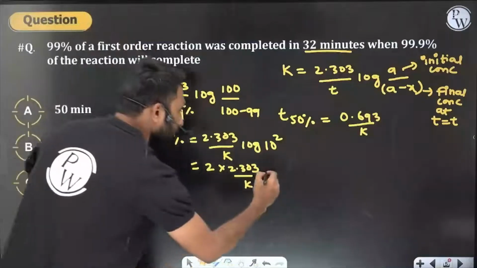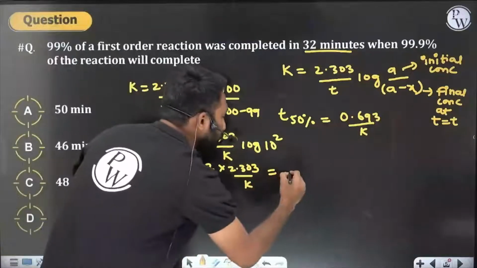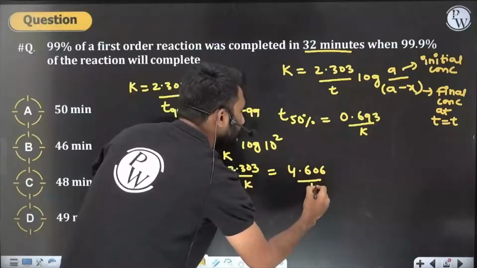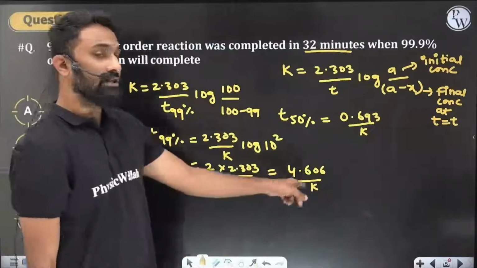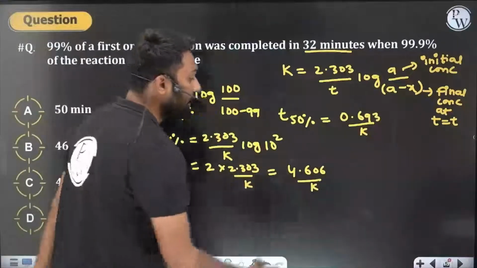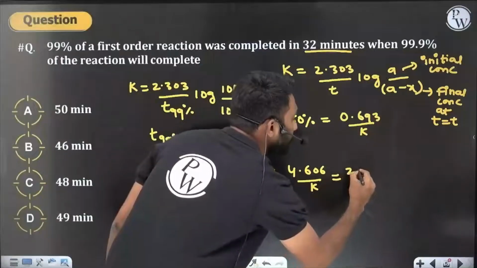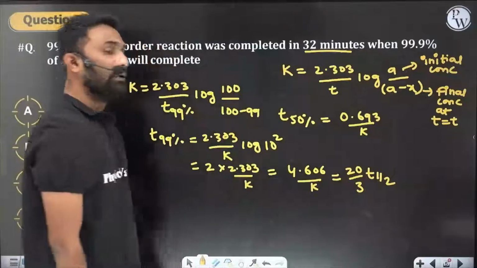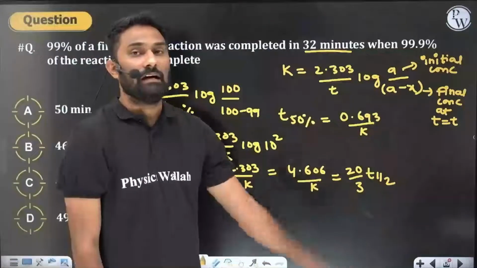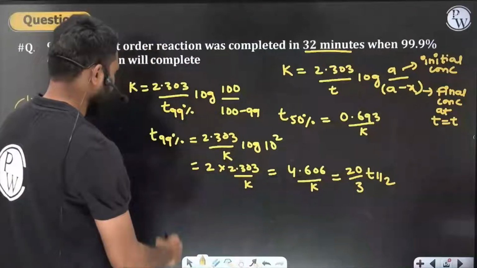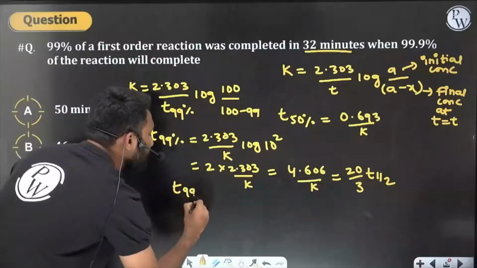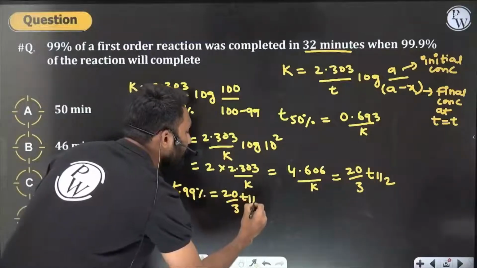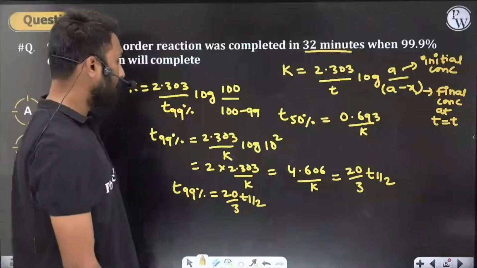No, this one can I write 4.606 by K. Now this we can write in this form, 20 by 3 into T of. Now look here, T99 percentage is equal to 20 by 3 T of, right? Now 20 by 3 T of.